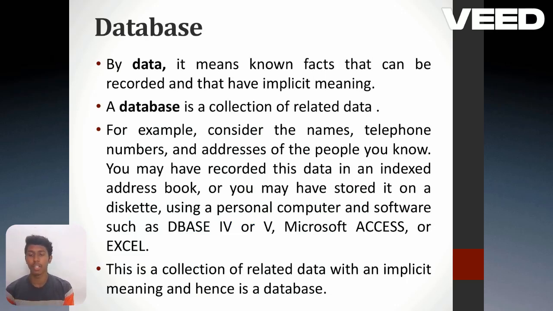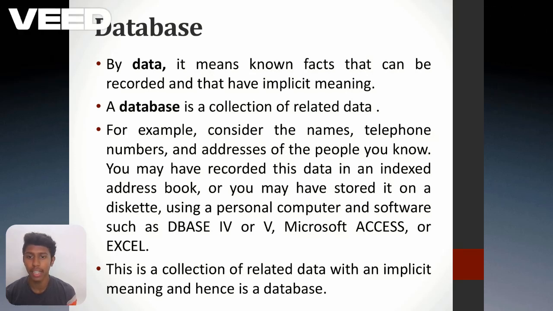So the first term related to database is data. So what is data? Basically, data is known facts or figures that can be recorded. Then what is information? Information is basically processed data. So let's understand these two concepts with an example.